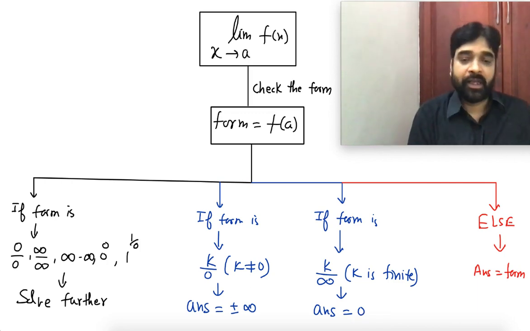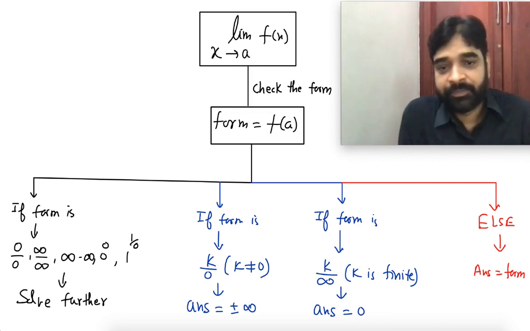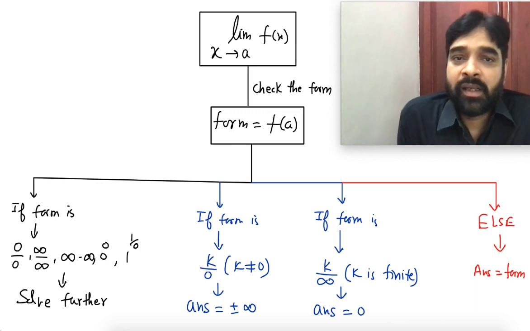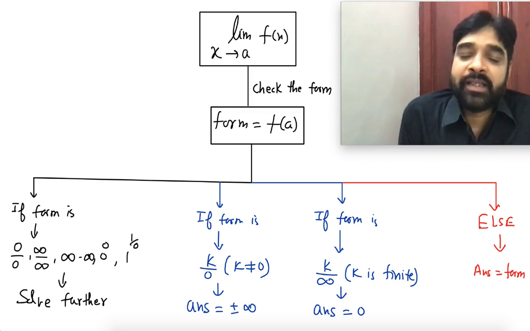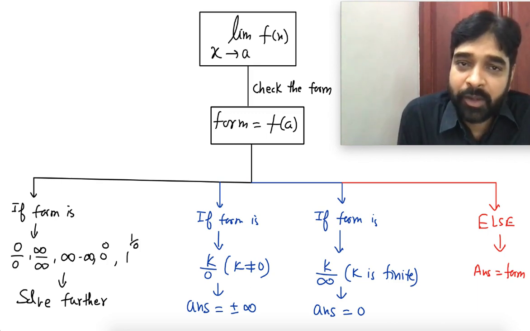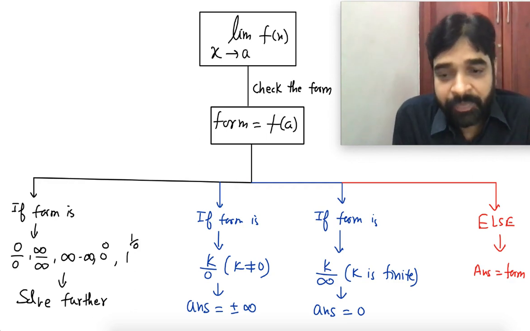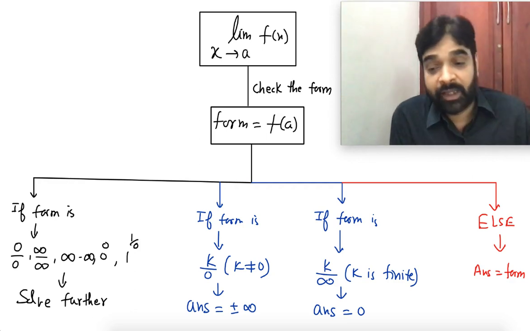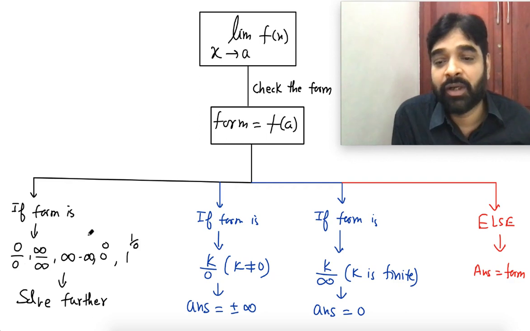Whatever form value is there, that will be your answer. Is this clear? A very simple way I am telling you to solve the limit question. First check the form. If the form is indeterminate, this is called the indeterminate form. What is this called, the indeterminate?